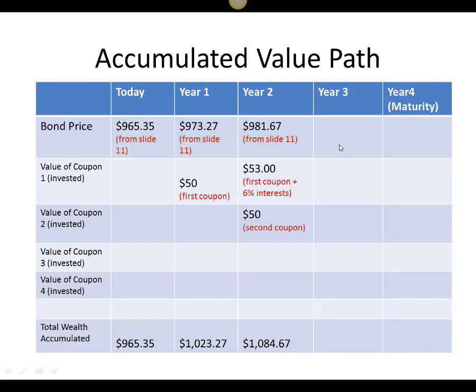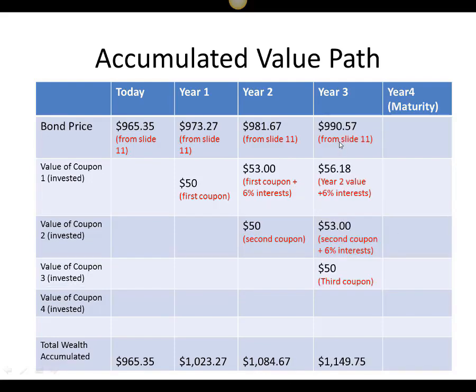What's the price of the bond in year 3? It's $990.57. We calculated that from slide 11. We've earned this original coupon. The first coupon has earned 6% for 2 years to accumulate this amount. Coupon 2 has earned 6% for 1 period, and then we receive the final coupon, or the coupon in period 3. So this would be our accumulated total value if we were to sell the bond in year 3.